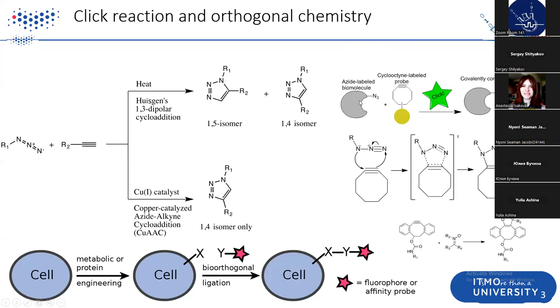You have azide-labeled biomolecules. Then you would have the cyclooctane-labeled probe, and by performing the click reaction, you would have the covalently conjugated biomolecules. In theory, this technique can be performed within the cells because you don't really have any interference with the metabolic pathways which take place in the cell.